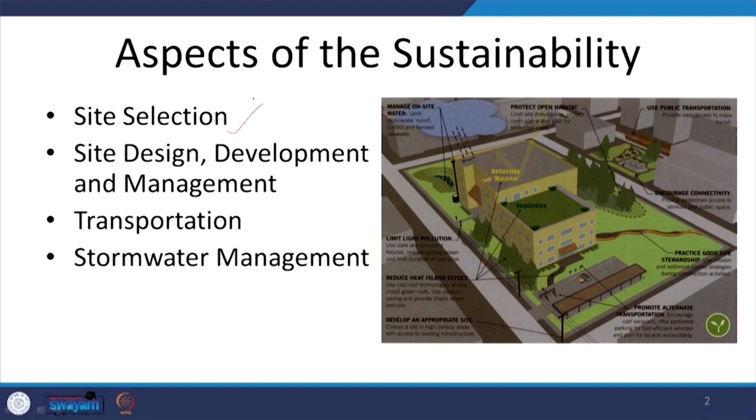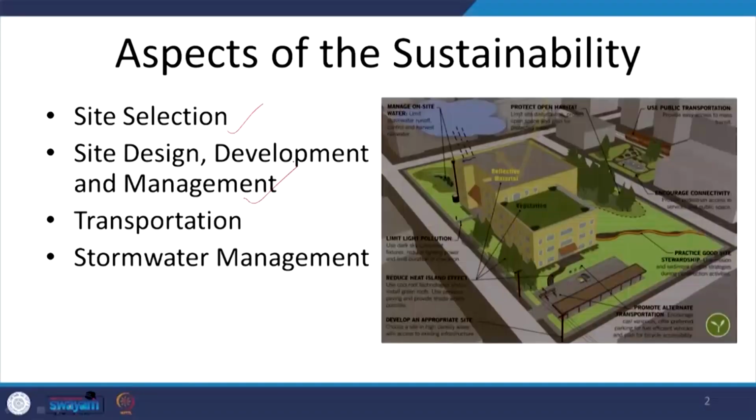The next is the design, development and management of the site. So, how are the different features on site going to be, where will the building be, how, in a timely and phase wise manner, the construction would go on, and how the construction materials and all other activities will be managed are covered in this site design, development and management.